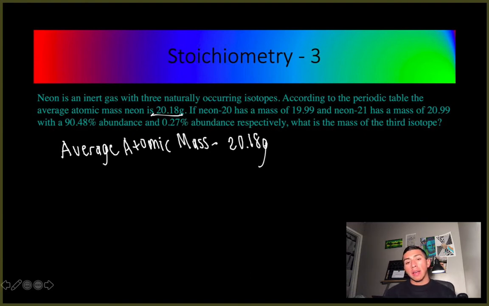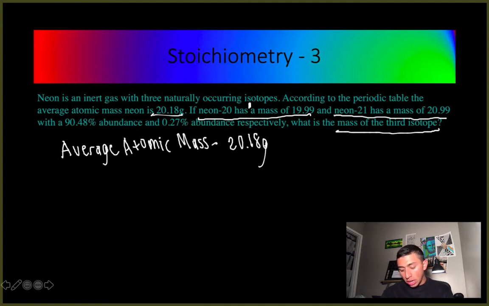And we are also provided with very, very important information. They tell us that we have 3 isotopes for neon. Neon has 3 isotopes, because we are told that neon 20 has a mass of 19.99. This is our first isotope. And neon 21 has a mass of 20.99. This is our second isotope. And then they ask us what the mass of the third isotope is.